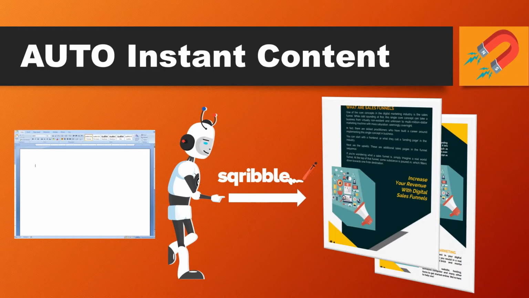Now this is a massive feature of Sqribble. Sqribble will allow you to populate your entire ebook with automatic instant content. This is the big one. They've got an incredible content engine. With just a few clicks, it's going to fill out your entire ebook. Okay, so just keep watching to find out more about this.